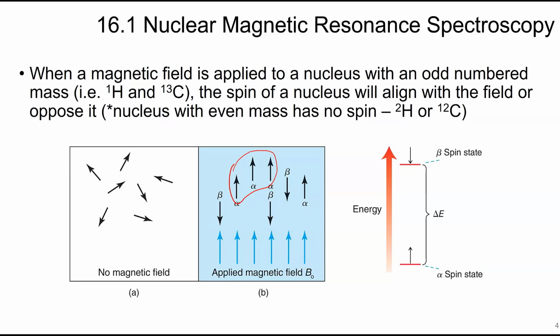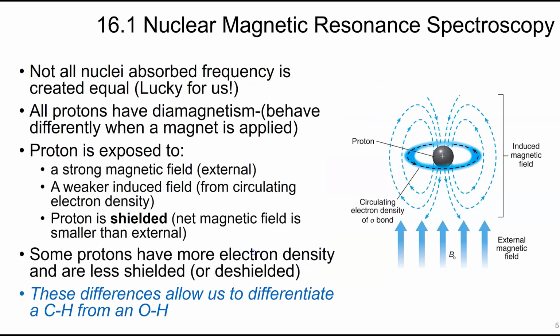As the magnet is applied, there's energy that is given off. You have the alpha and the beta shooting in opposite directions. And that will give off an amount of energy which can get absorbed and then give off information about the nuclei. So not all nuclei absorb frequency equally. Every atom or nuclei will absorb different frequency, which makes it super great for us because then we can use that to differentiate CHs from OHs.